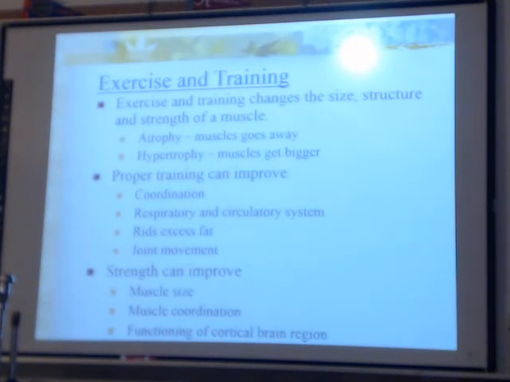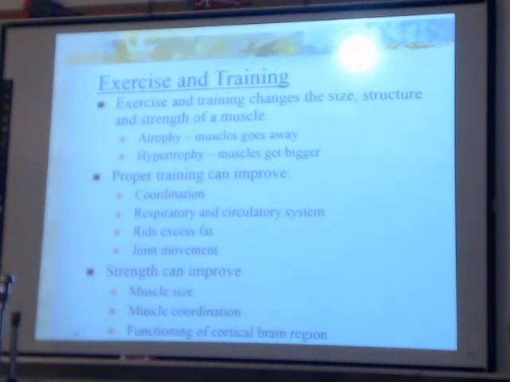Exercise and training change the size, structure, and strength of all of our muscles. We talked about how if we don't use them, they go away and atrophy, and if we overuse them, they hypertrophy. The purpose of exercise and training is to improve coordination, to improve our respiratory and circulatory system, to improve our cardiovascular state, to make our heart stronger, to make our vessels stronger, to give us a better lung capacity. It helps us lose weight, and it also helps with joint movement, and it can de-stress joints.